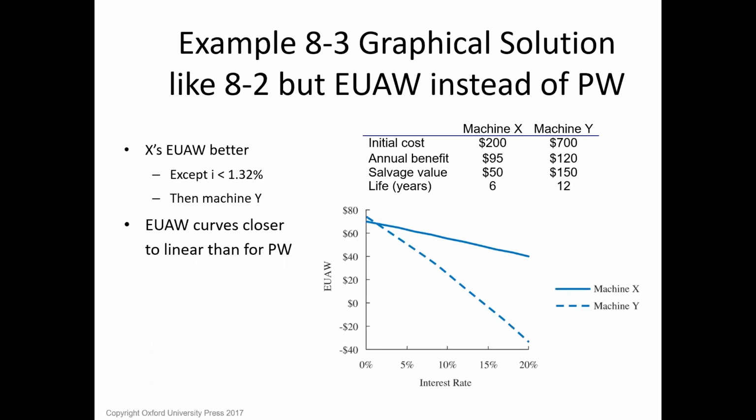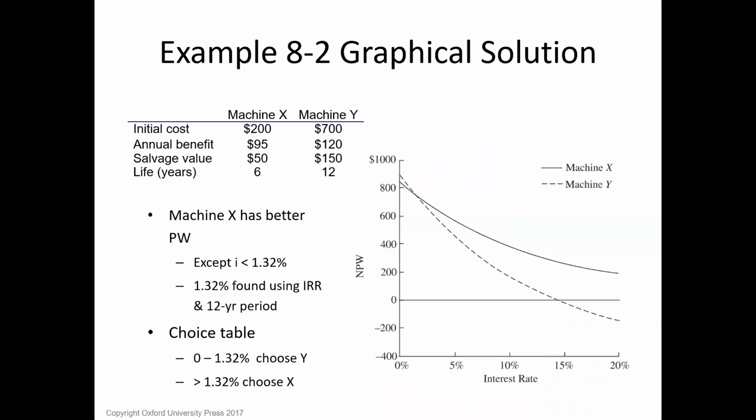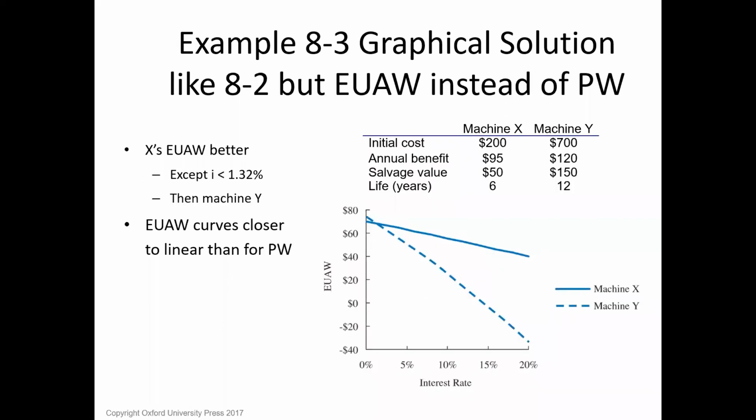Take another example, but you use equivalence here instead of the present worth method. The equivalence curves are closer to a straight line than for the present worth. This is much more of a straight line. This is much more curvature. Same data.